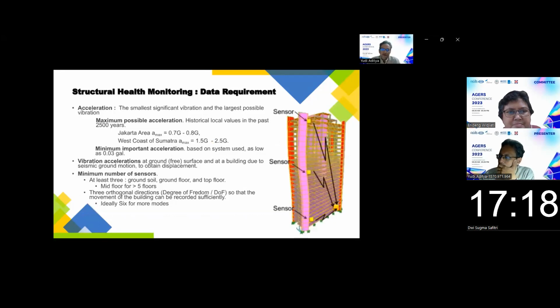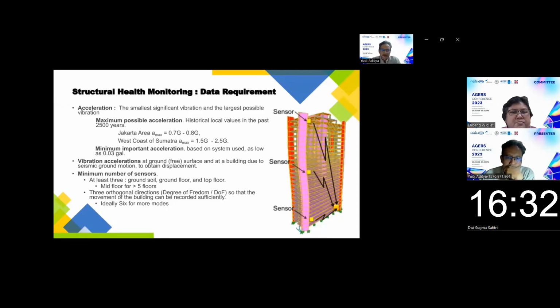What kind of data is required for structural health monitoring? Acceleration; from this acceleration, we get the displacement. The smallest significant vibration and the largest possible vibrations. Maximum possible acceleration: historical values in the past 25,000 years will be our references. For example, in the Jakarta area, the maximum acceleration is about 0.7 up to 0.8 G, whereas on the West Coast of Sumatra, the maximum acceleration is about 1.5 up to 2.5 G. The minimum acceleration is based on the system used, for example, as low as 0.3 gal for our sensor.